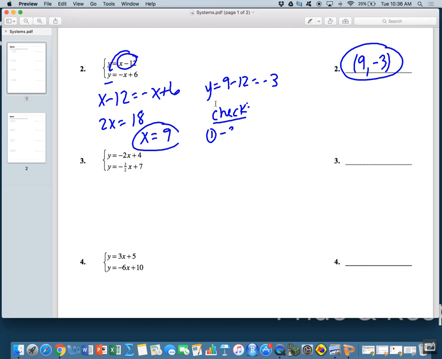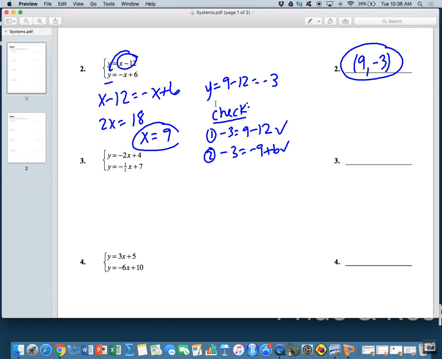So for the first one, I get negative 3 equals 9 minus 12. That checks out. Second one, I get negative 3 equals negative 9 plus 6. That also checks out. You need to check both, and you need to check for every single problem. Does this all ring a bell? Yeah. Okay, are we confident that we can do substitution on our own without my help? I guess so. Okay, I would like to do one elimination problem.